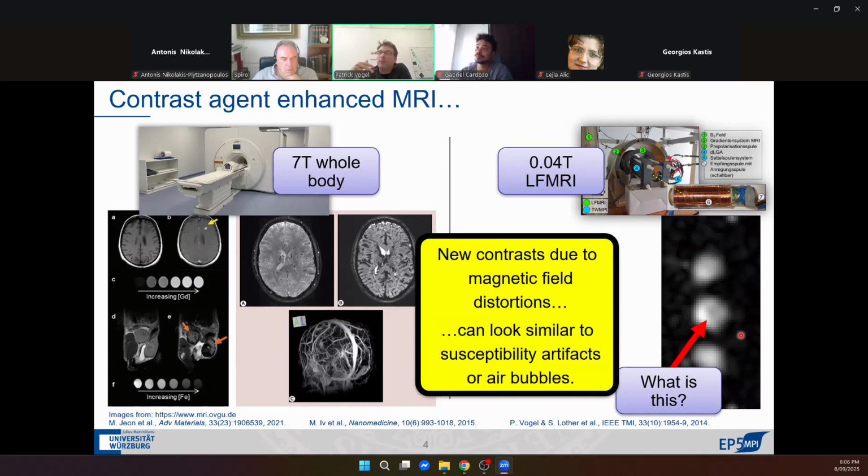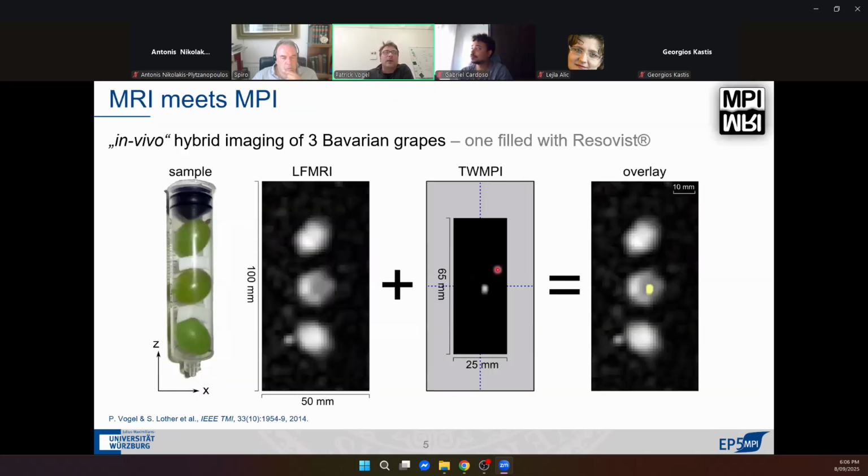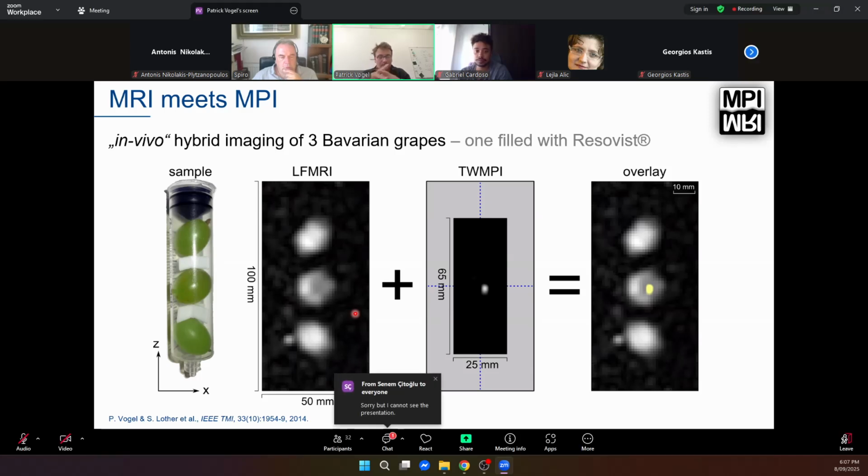Now with MPI, we can also look at this, as a tracer-based technology which is only sensitive to these iron oxide nanoparticles. We are able to distinguish between air bubbles, and of course here for this test we can show that the middle grape has been filled with some Resovist. Resovist was one of the contrast agents for MRI, and this particle system works quite well also for MPI, and that was one of the starting points.